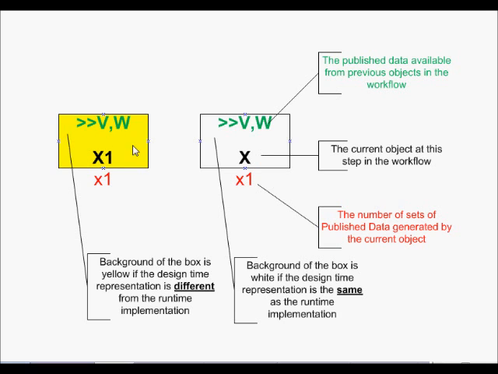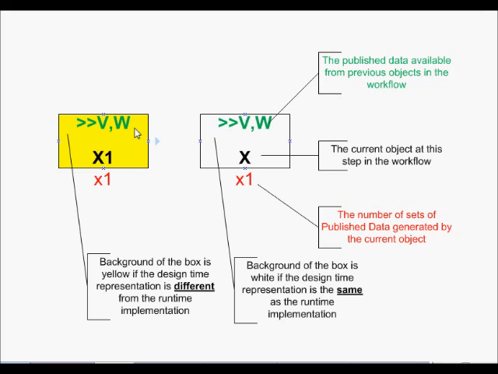The color of the box indicates if the runtime implementation of the object is what is inferred from the design time representation of the object. If the box is white, then what is represented at design time is a behavior implemented at runtime. If the box is yellow, then what is represented at design time is different from what happens at runtime.